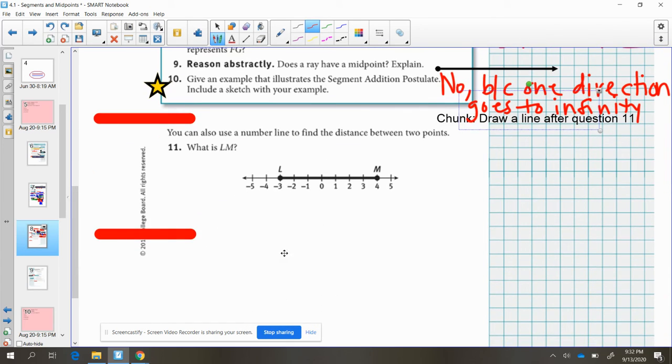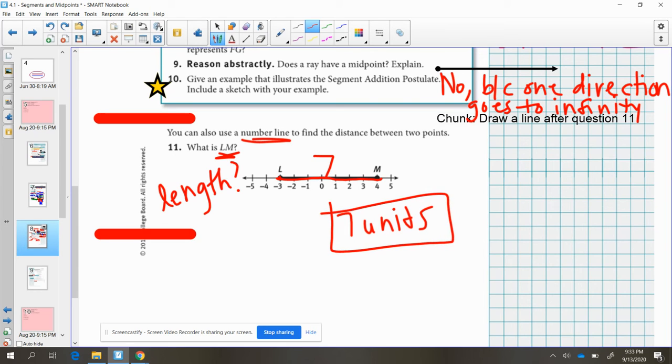Now, last but not least, today we're going to finish up talking about length in the 4.1 lesson by looking at this number line. Again, they're asking us to start by finding the length of segment LM. Well, if I'm going from -3 to 0, that's 3 units, plus another 4 units. This has a total length of 7 units. 7 units is how much we had to move here. That's our length.